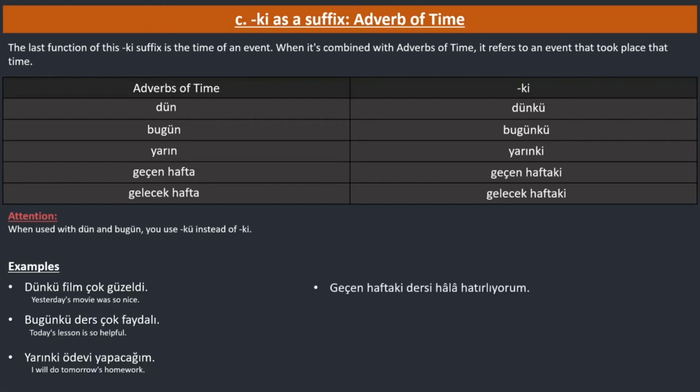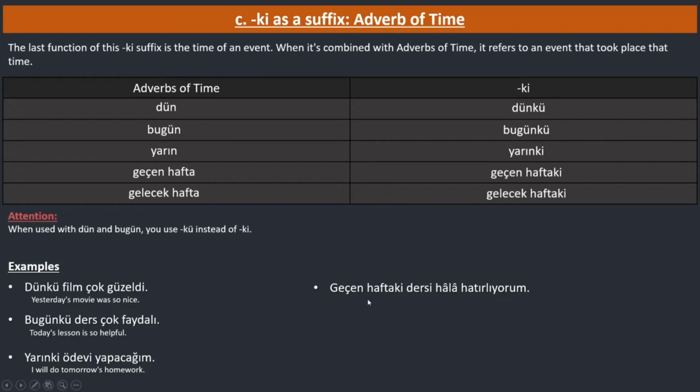Wait, I should read the example in the chat. Bugünkü futbol maçları iptal edildi. Yes. So football maçları, football matches, football games were cancelled. But which football match? Bugünkü. The one that is today. Today's football matches are cancelled.